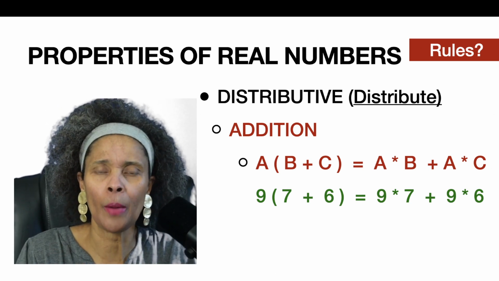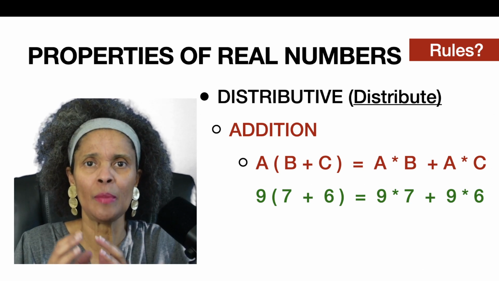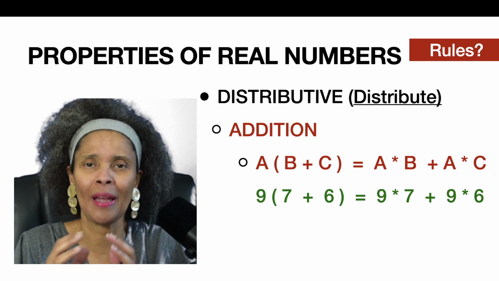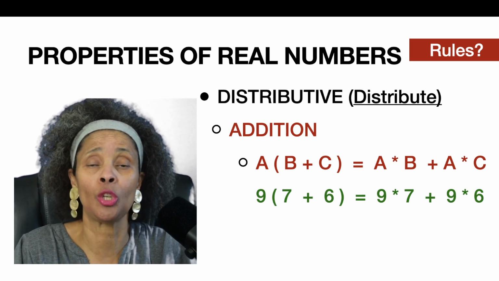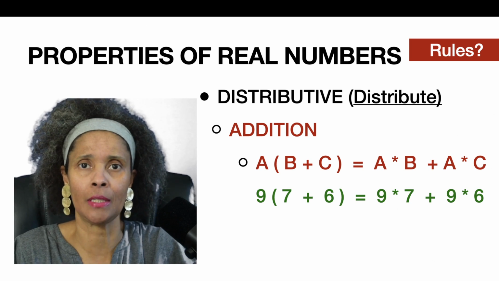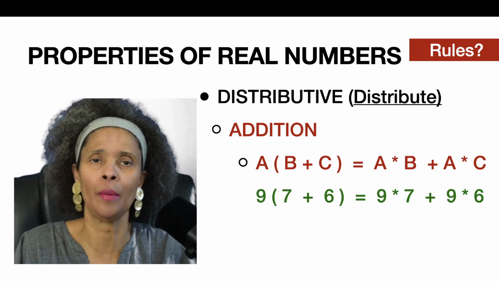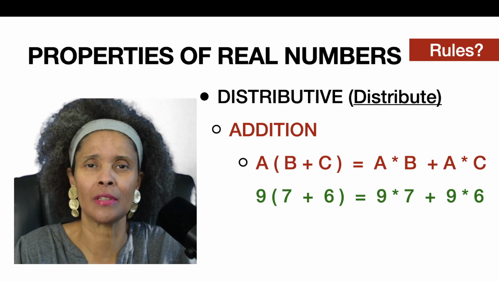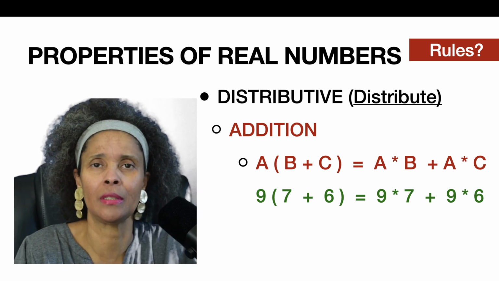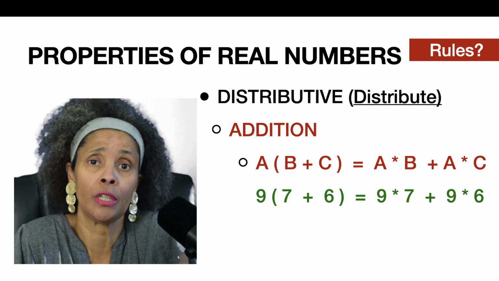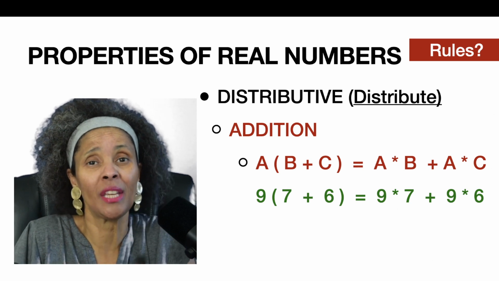Well, the distributive property says that if you have A times (B plus C), so you have B plus C and you multiply A times that, it's the exact same thing as A times B plus A times C. That's exactly what it's saying. If you take a look at that example there, we have 7 plus 6 in parentheses times 9. So 9 times (7 plus 6). Well, we know 7 plus 6 is 13, right? So if I do 9 times 13, I'm going to get 117.